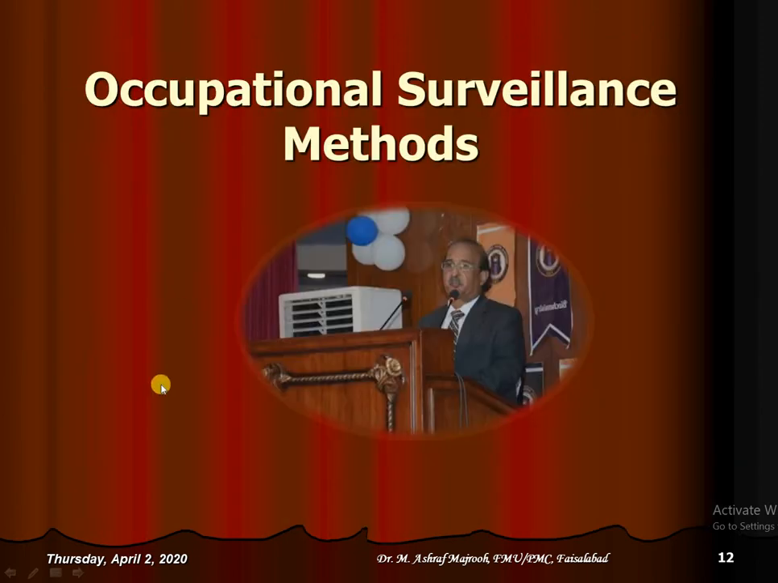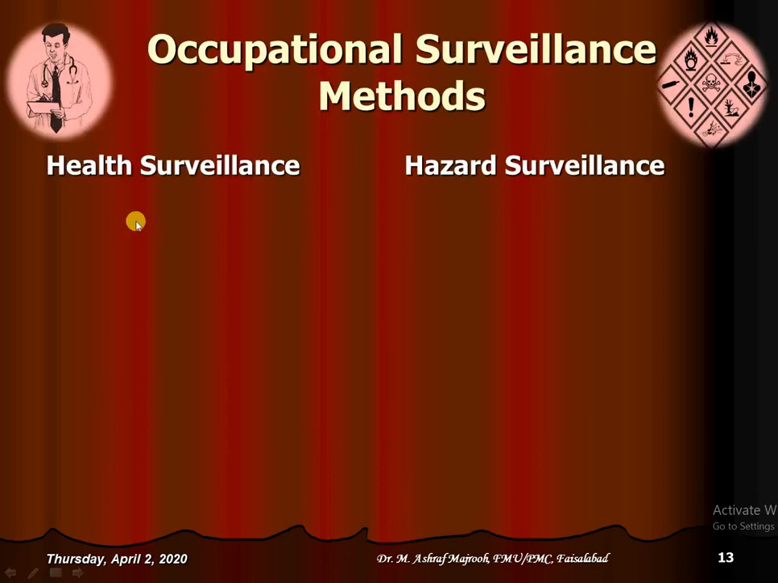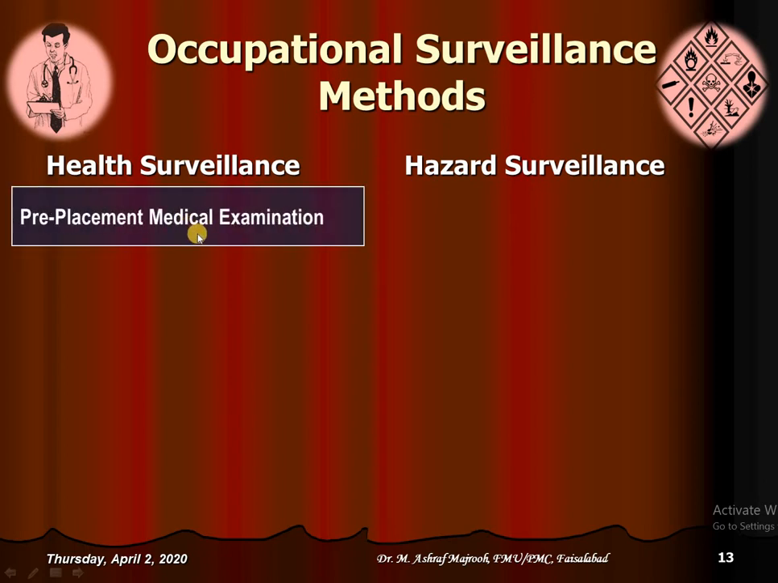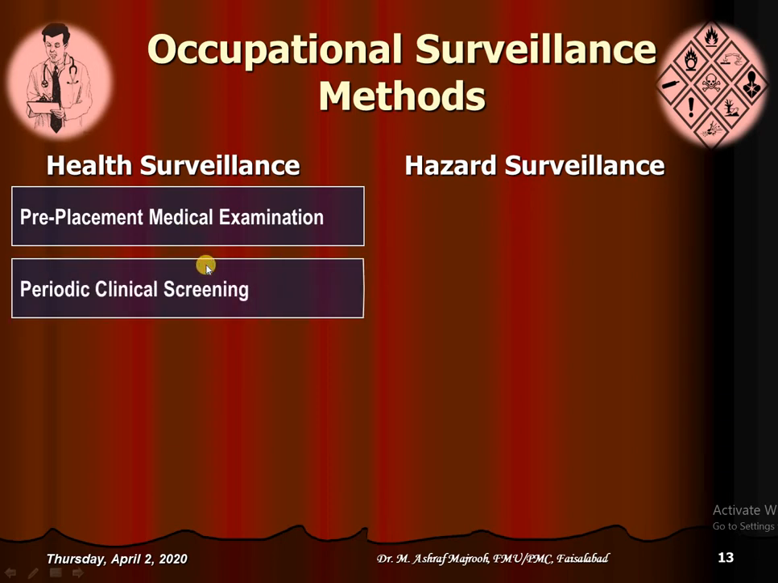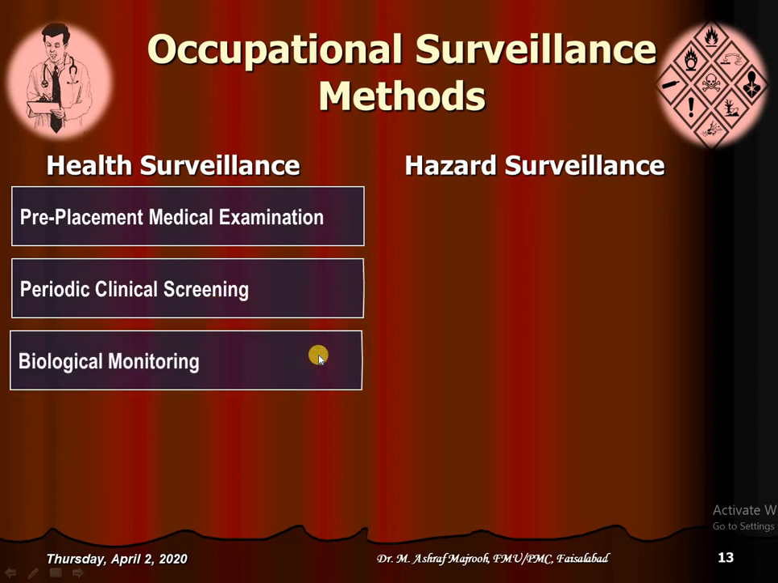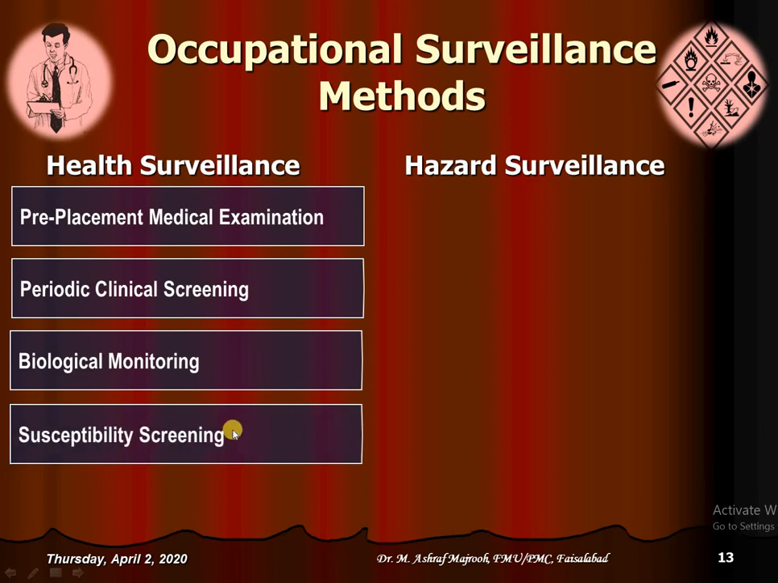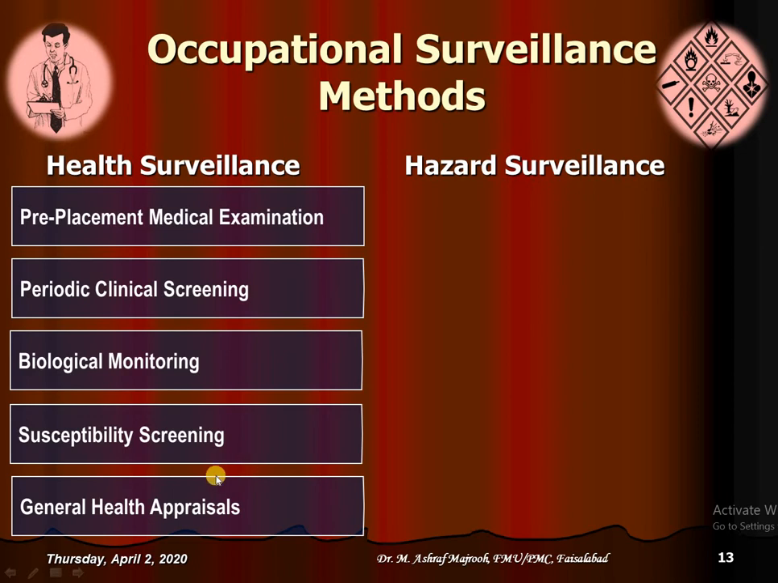Then occupational surveillance methods. We will deal one by one with the occupational surveillance methods. There are two categories I have already defined. The health surveillance includes the pre-placement medical examination, the periodic clinical screening, and then the biological monitoring and susceptibility screening, and general health appraisals.